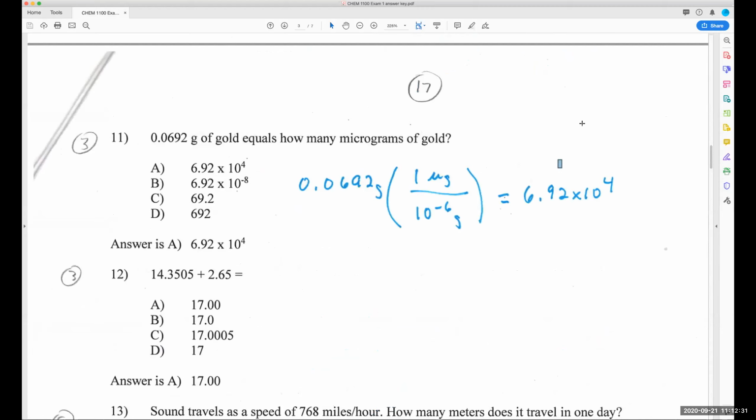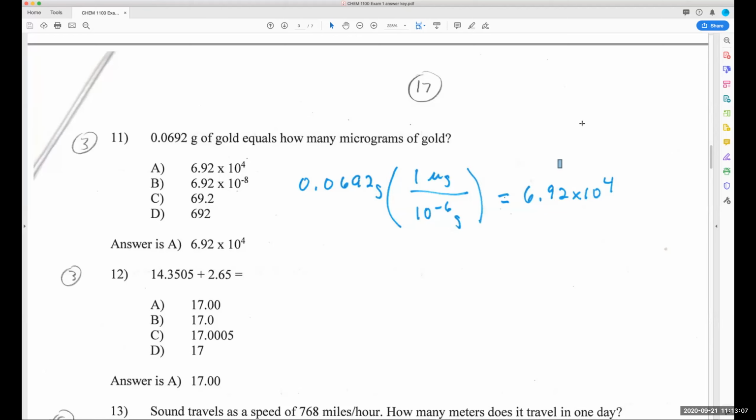So number 11, another dimensional analysis type problem where we had an amount of gold, 0.0692 grams, and wanted to convert that from grams to micrograms. You needed to remember that micrograms were 10 to the minus 6 grams. So if we set that up where we have grams in the denominator and micrograms in the numerator, the units will cancel out on the grams, and we'll be left with 6.92 times 10 to the fourth.